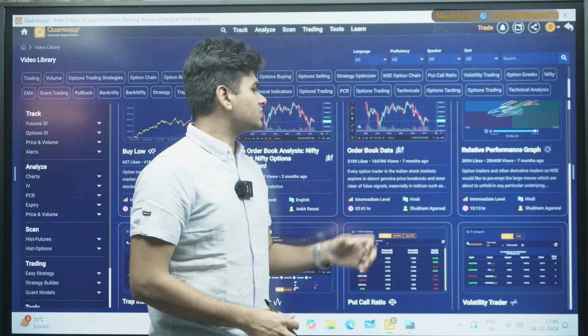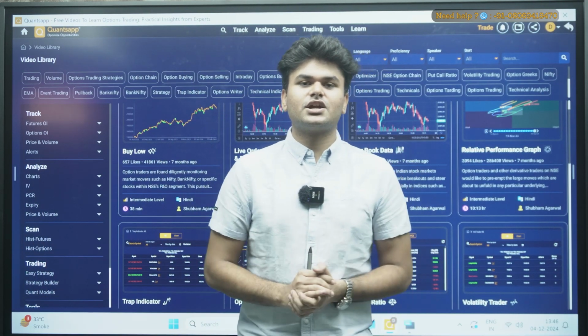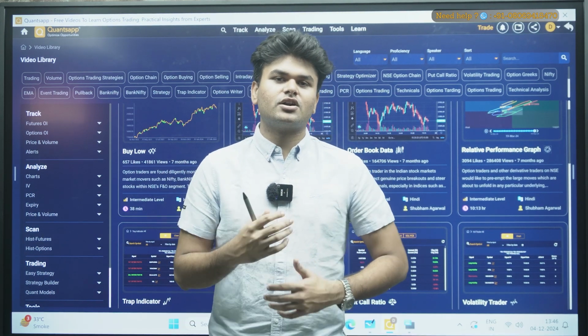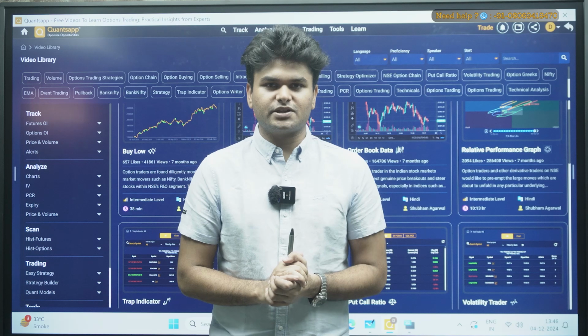Okay, so now let's jump on to the topic and let us understand a few indicators, how you can use these indicators and start trading or get a better edge on an intraday basis.